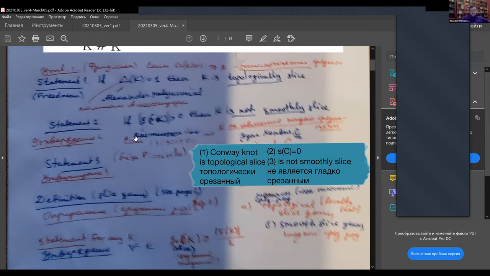And actually having these two statements, one and two, we see that one can construct knots with Alexander polynomial one and Rasmussen invariant not zero, which will be topologically but not smoothly slice.